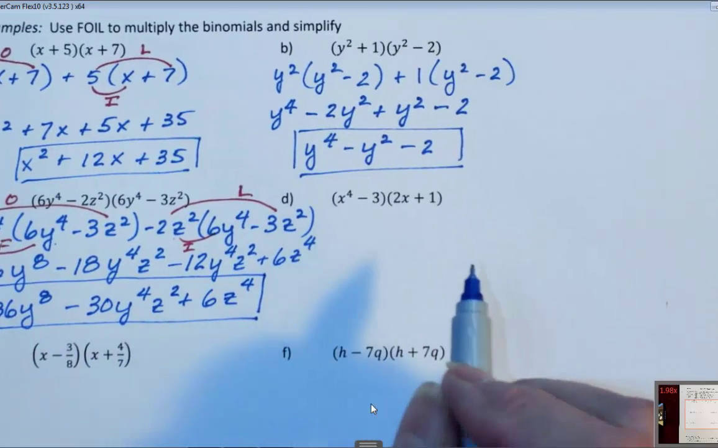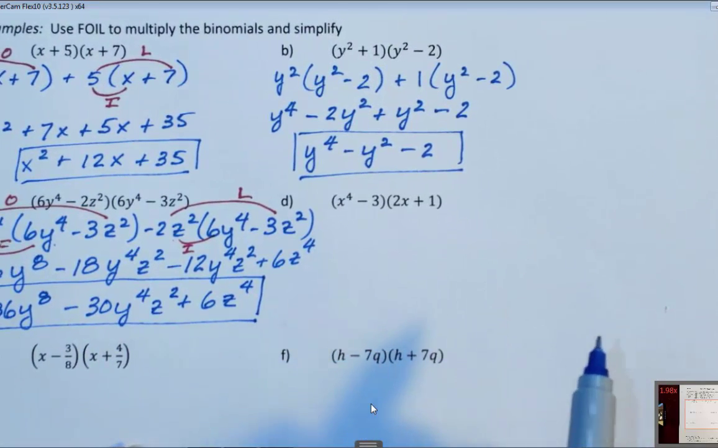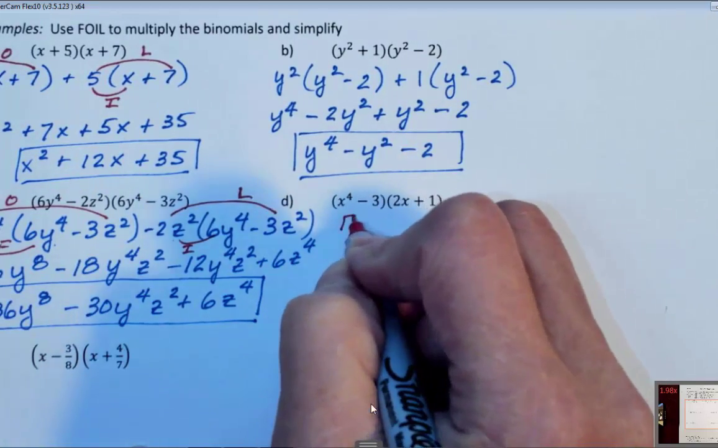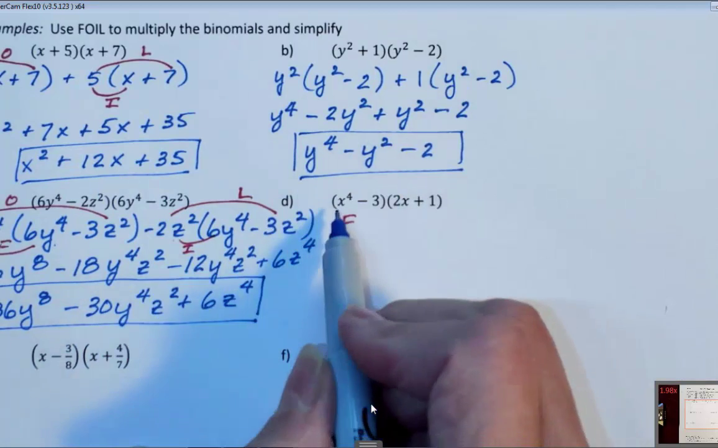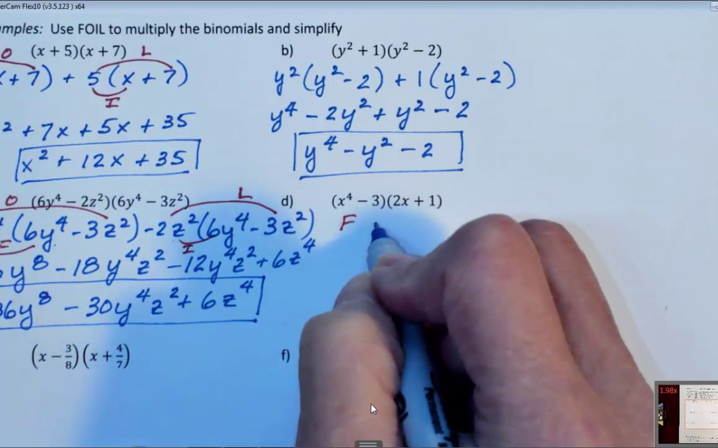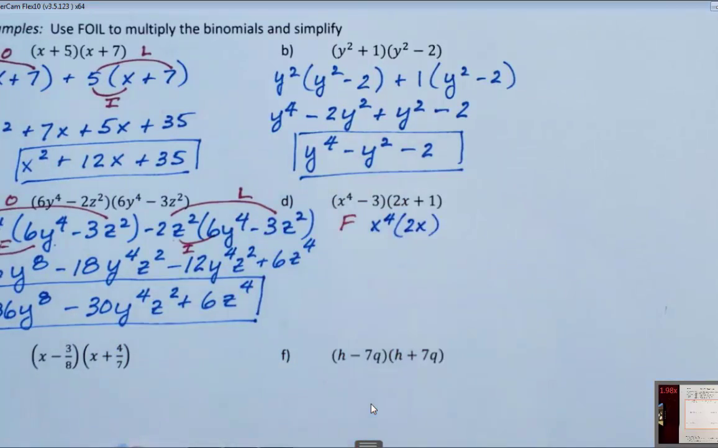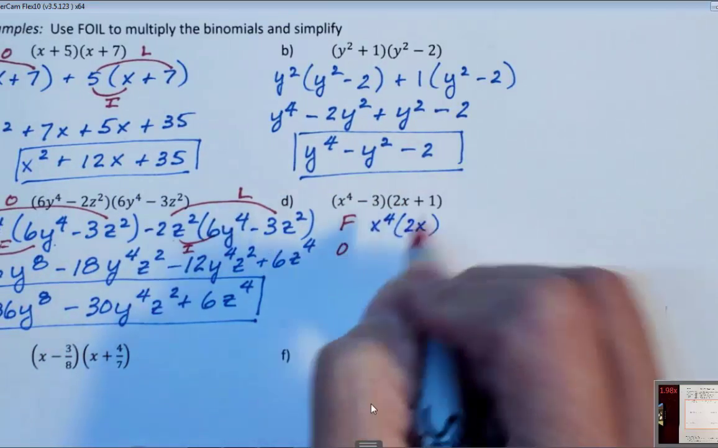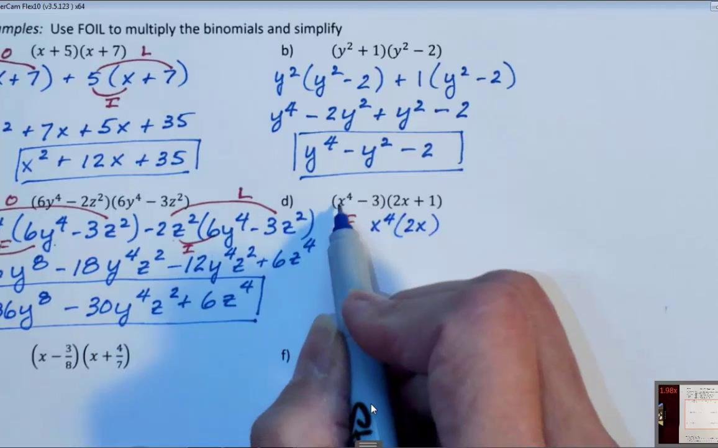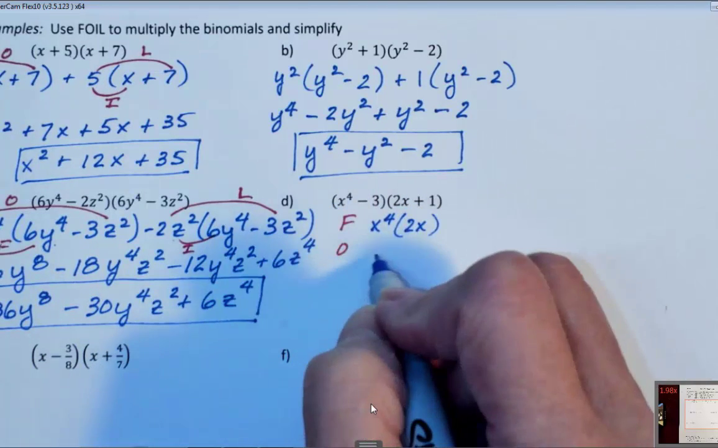On this next one, I'm just going to try to use my FOIL method. So I'm going to write it out for you a little bit differently. So my f, that means my first terms being multiplied together. That would be x to the 4th times 2x. My o, that is going to be outer, so that's going to be x to the 4th times 1.